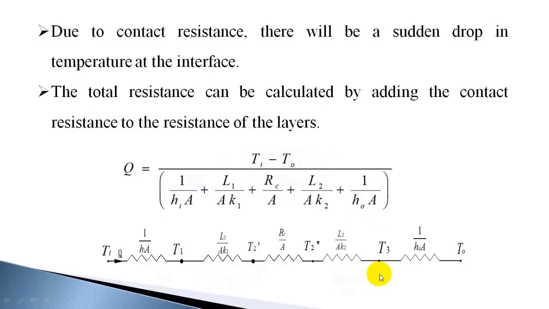So you can represent the thermal circuit for that, with Ti and T0 as the inside and outside temperatures, and all the resistances. The only thing is that there is another resistance in between, that is Rc by A, the contact resistance. So the temperatures at that interface are T2 dash and T2 double dash. Otherwise it is all the same, only the contact resistance has to be added in the heat flow path.